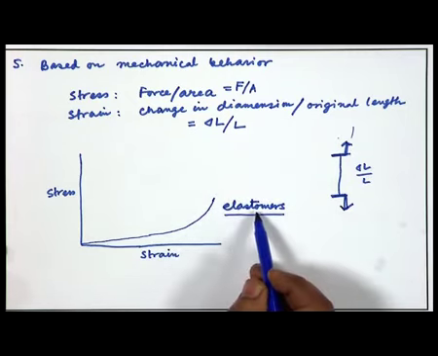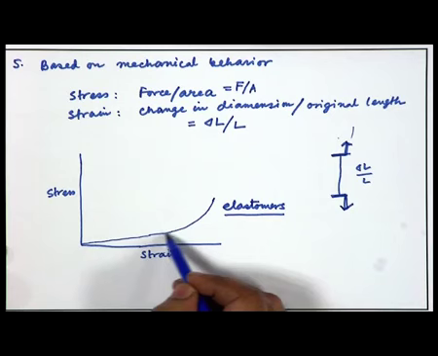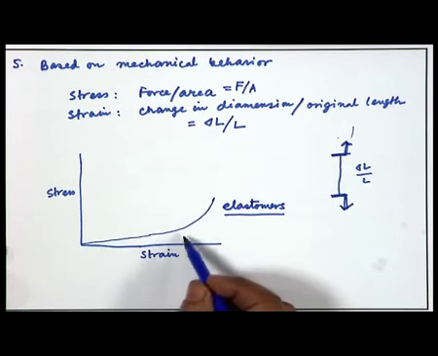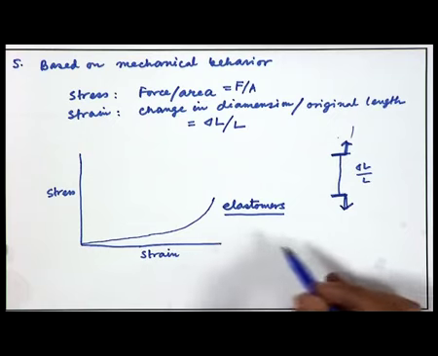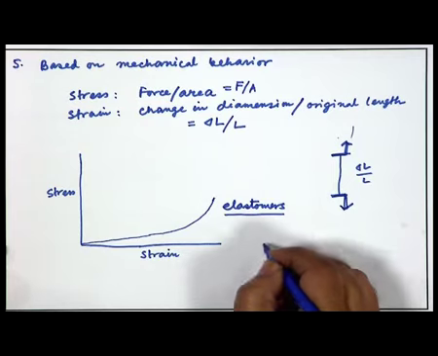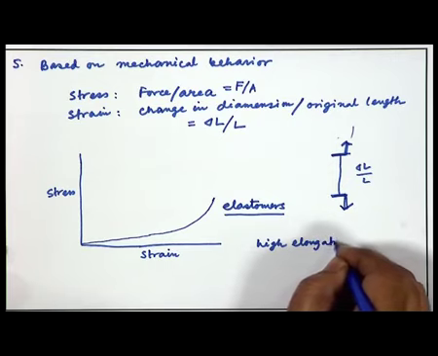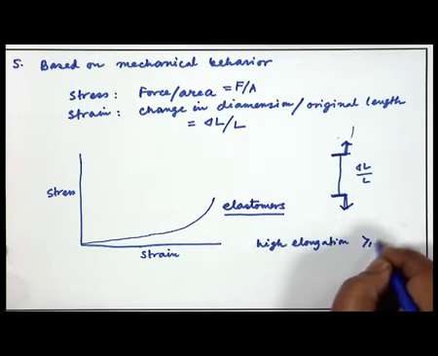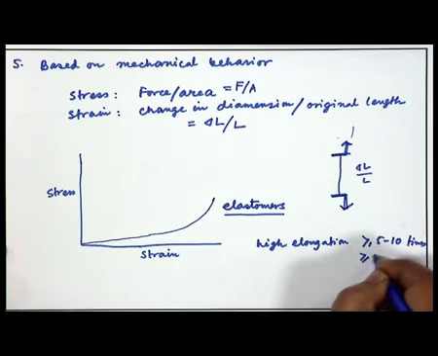So, elastomers are where the polymers can be stretched or elongated more than 500%. So, basically more than 5 times, as large as 5 to 10 times, reversibly. So, high elongation, maybe 5 to 10 times, or we can write 500 to 1000%.